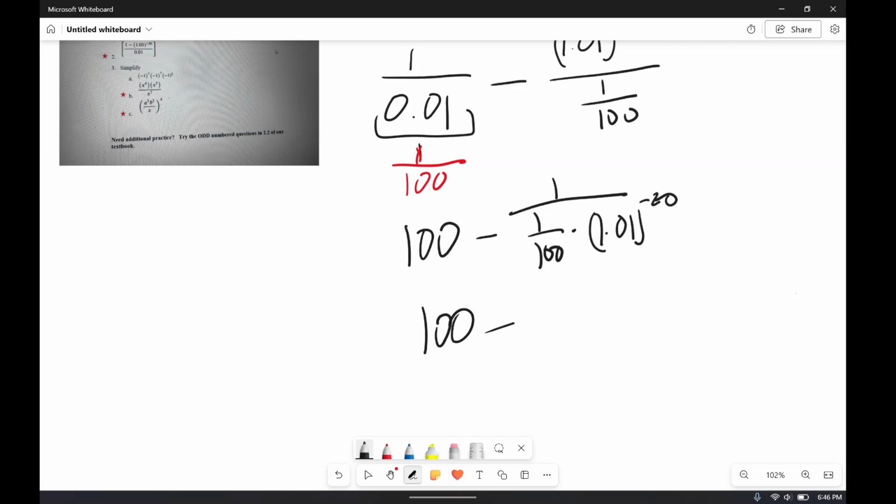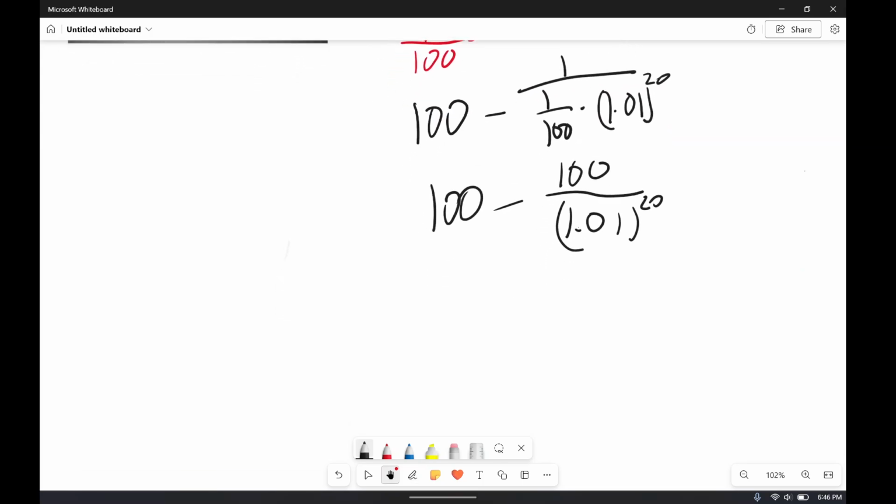Let's not flip it actually. Then I'm thinking about it. Also, this is not supposed to be a negative 20, it's supposed to be a 20. So we have a 20 like that. So we have a 1 over 100 times a 1. We can just bring that to the top, right? And then we have a new fraction. So we just flip it. So this will just be 100 over 1.01 to the 20th power.